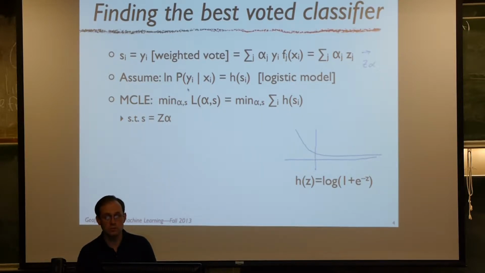And now we're going to assume a logistic model. So we're going to assume that the log probability that y is true given x is just h of s. Sorry, I should say it's h of s. This is the log of the probability that yi takes its observed value, is going to be h of s. So this is a logistic model. And then maximum conditional likelihood just means, sorry, this is the negative log probability. So we want to minimize this function L of alpha s, which is just the sum over all examples of the negative log probability of that example. So if we succeed in doing this, then we will have found the best possible voted classifier in terms of maximum conditional likelihood. All right?